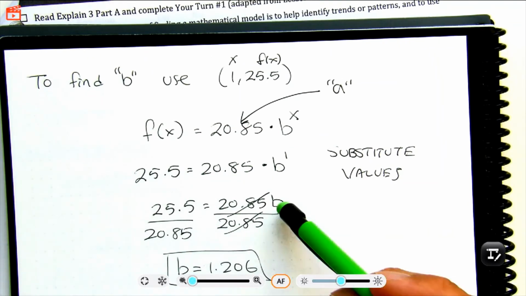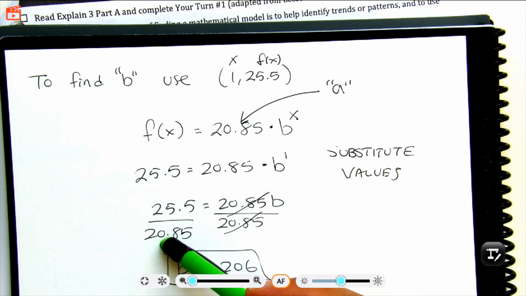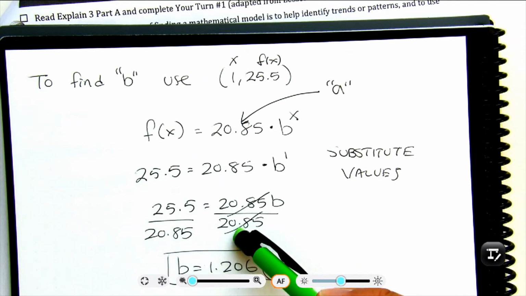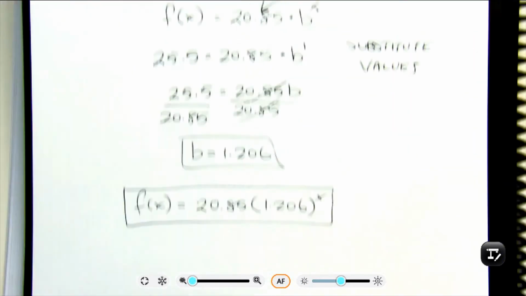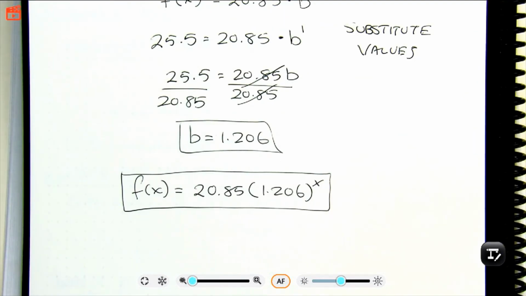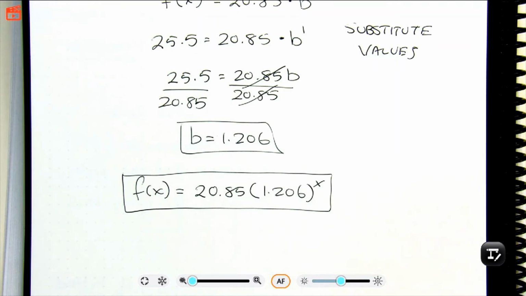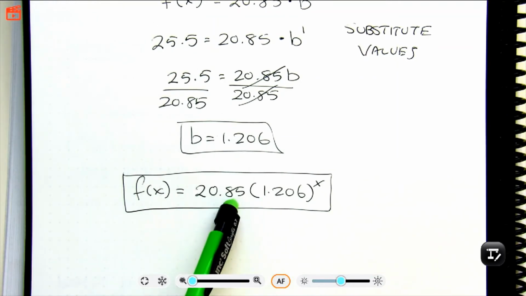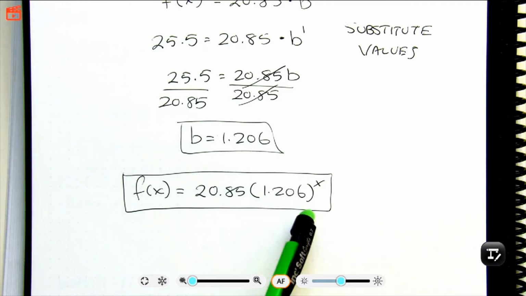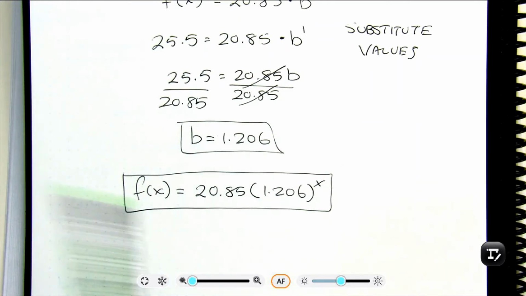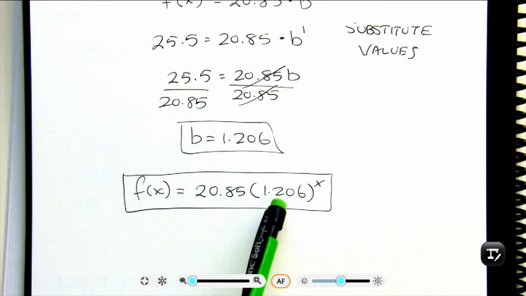To solve for b, I could divide both sides by 20.85, and then these cancel out, and I'm left with b equal to 1.206. And then we have our function. f of x is equal to 20.85 times 1.206 to the x power. So this is a, and this is b.